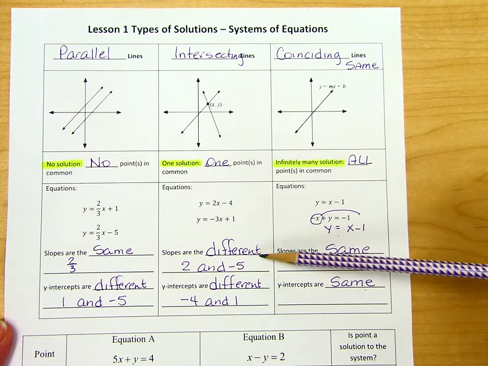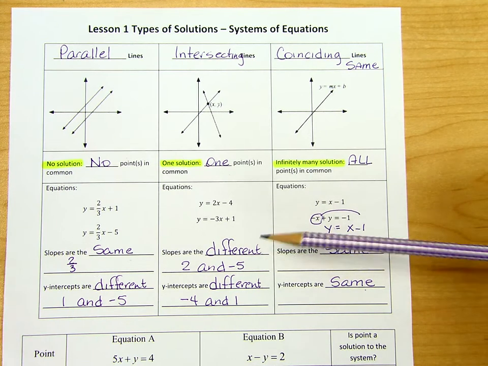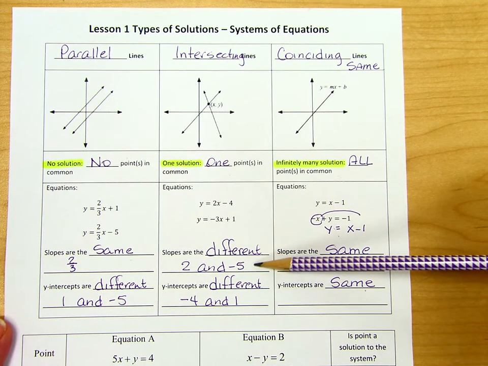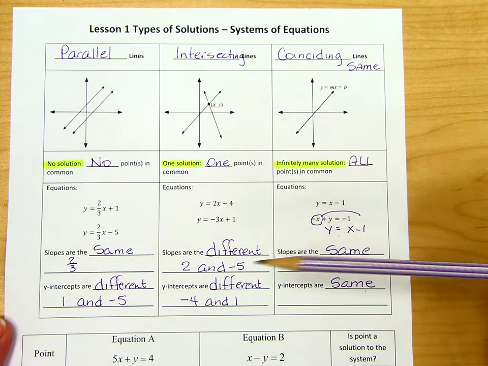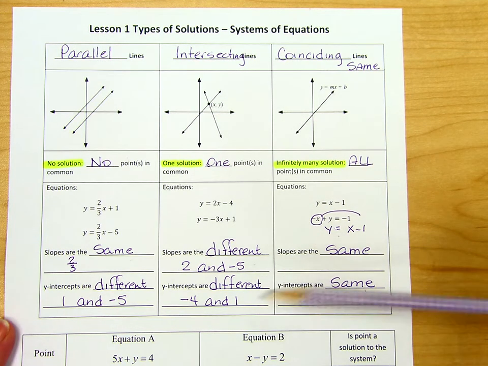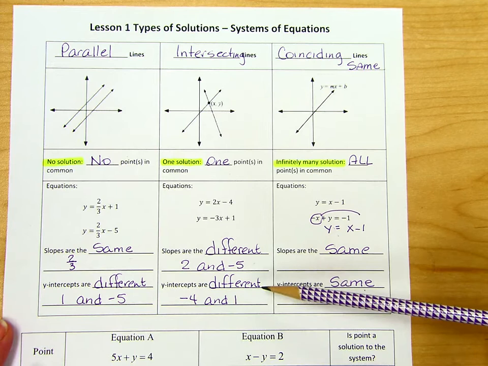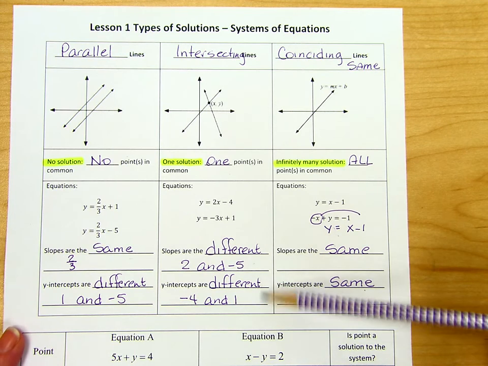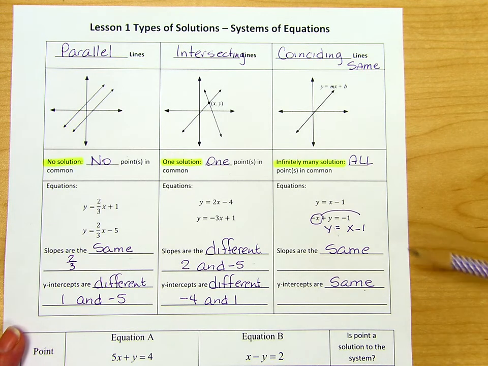These two lines have different slopes. Because their slopes are different, you will have one solution. They will intersect at some point. Typically, the y-intercepts are different as well, but they could pass through the y-intercept and that be their common point.